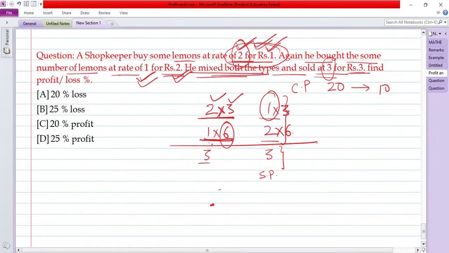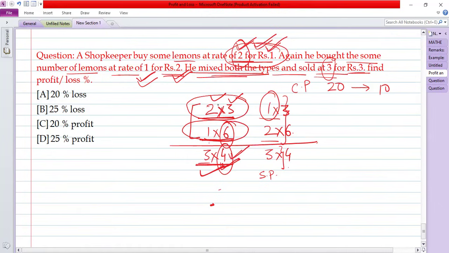Now, here I will multiply by 4. Please mind, this is very important. I should multiply by 4, not by any other number. Why? Because here I have bought 6 lemons and here I have bought 6 lemons. So in total how many lemons have been bought? 6 plus 6, 12. So even here for selling I need 12. So for that I should multiply by 4.